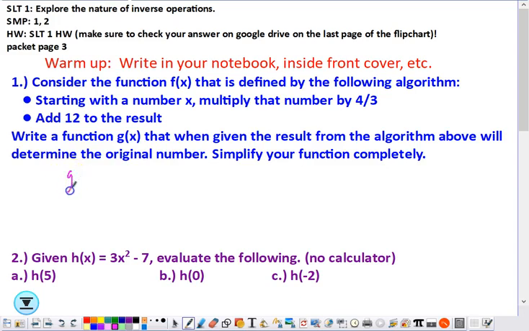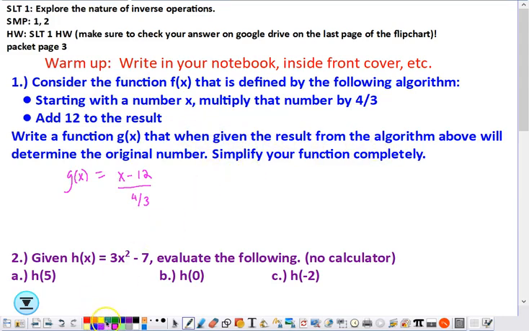So the first thing I'm going to do is I'm going to say, all right, well, g of x equals, well, the opposite of adding 12 would be subtracting 12. So I'm going to start with x minus 12. And then the opposite of multiplying by 4/3 would be dividing by 4/3. So that's how I'm going to start my g of x function that will determine the original number.